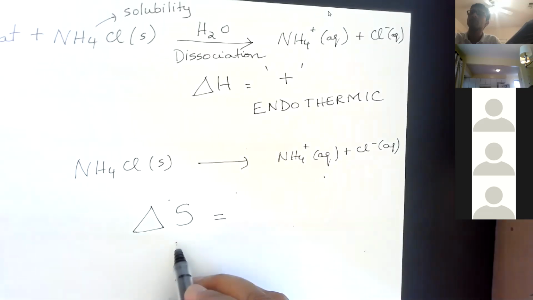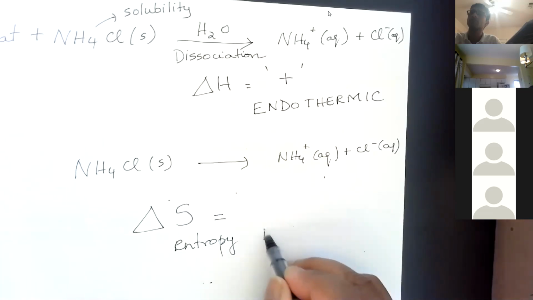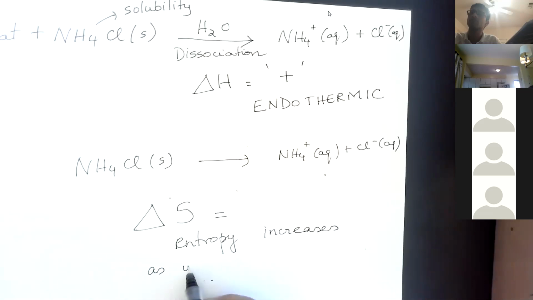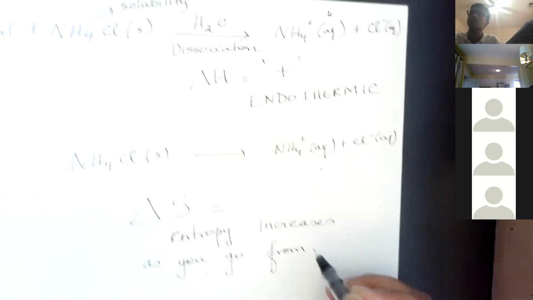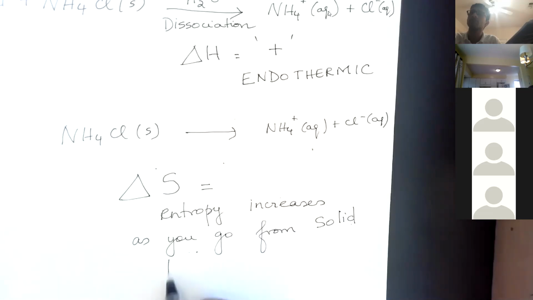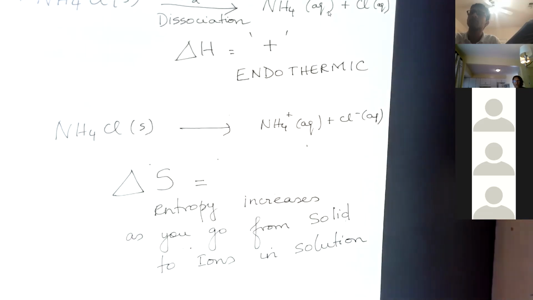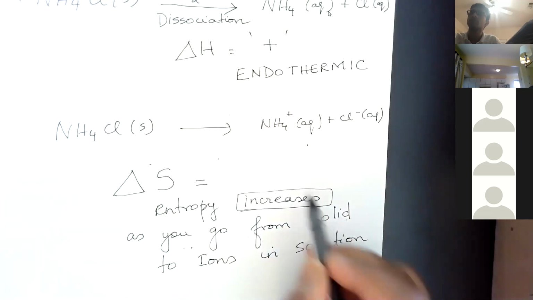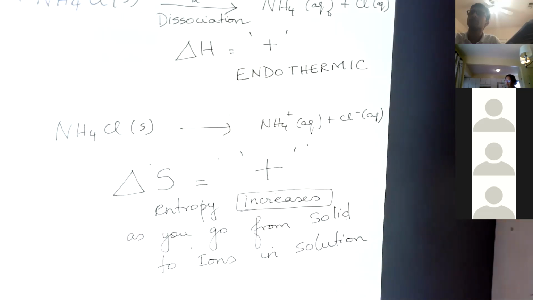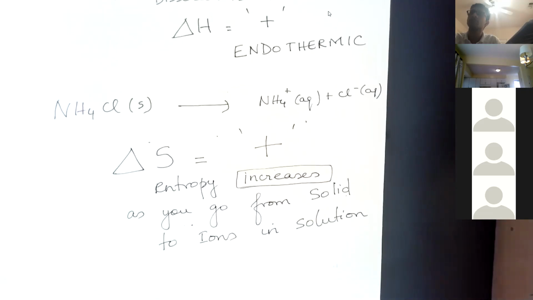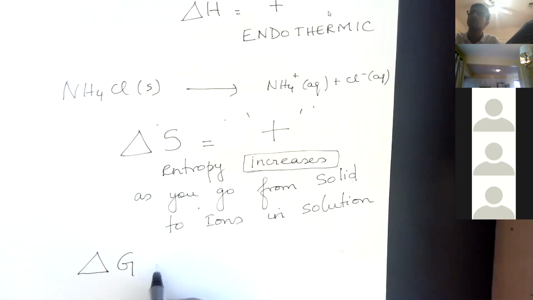So this entropy increases as you go from solid to ions in solution. Just like going from solid to liquid, it's similar. So if entropy increases, you have to remember the sign. This is positive. Now, you have to put this together to know if the reaction is spontaneous. Delta H is positive.